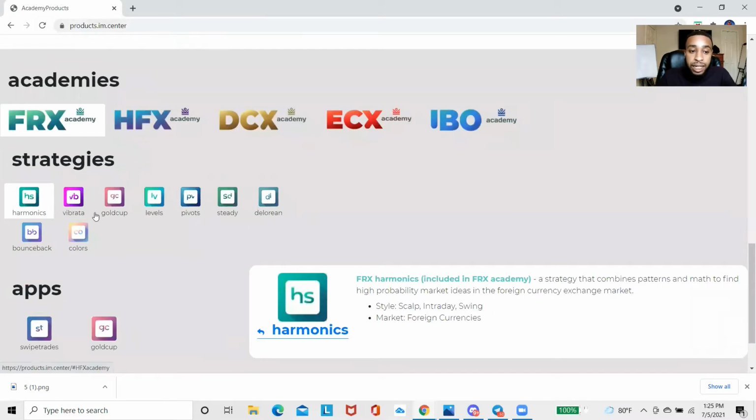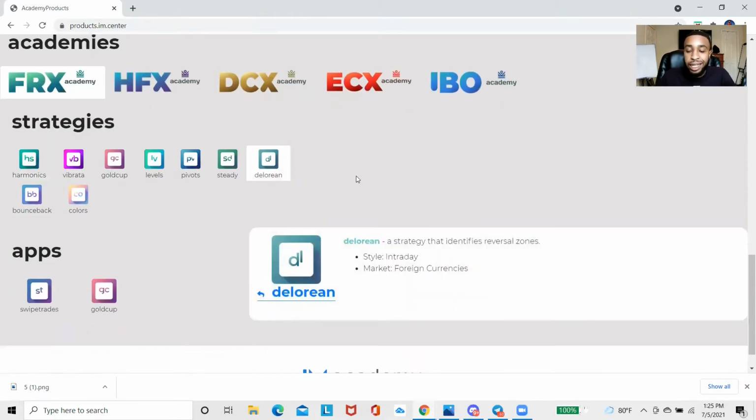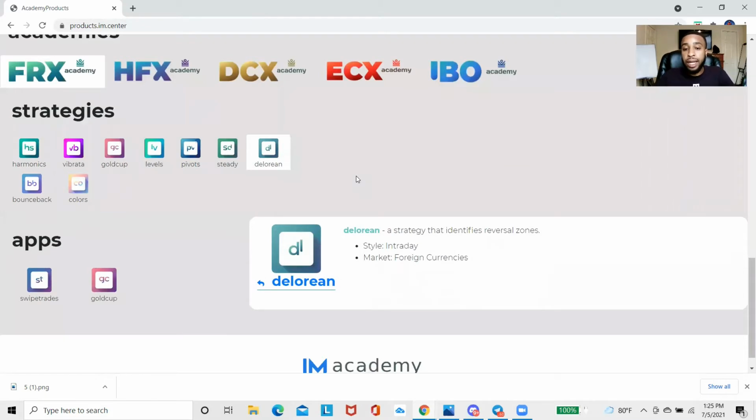Under where it says FRX Academy, you want to select DeLorean. Obviously, if your DeLorean is not blue and it's grayed out, you need to go add it or upgrade to the elite package, right? If I click on DeLorean, it gives me a brief description, right? It's a strategy that identifies reversal zones. The style is intraday. It can also be for swing trading. It can also be for scalping. And the market is going to be foreign currencies as well as indexes, cryptos, and commodities, right?